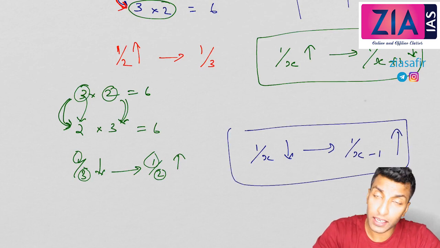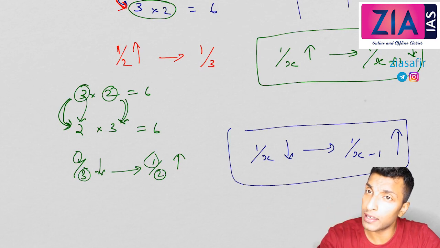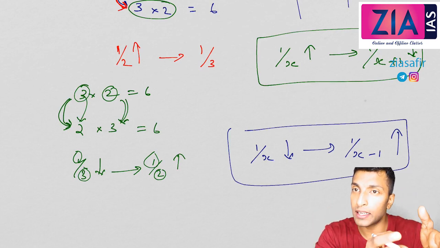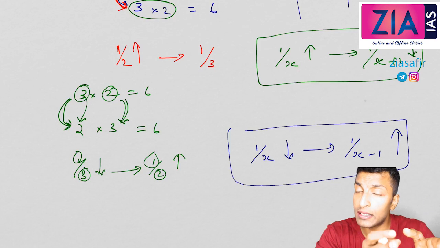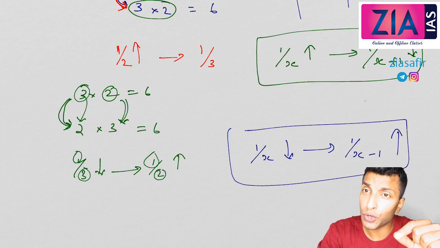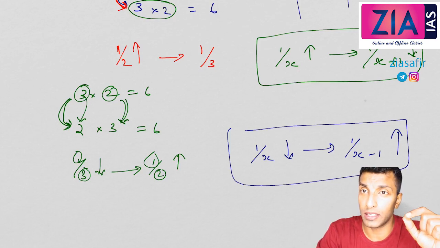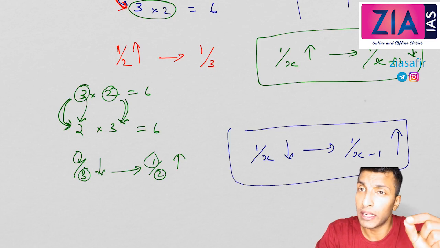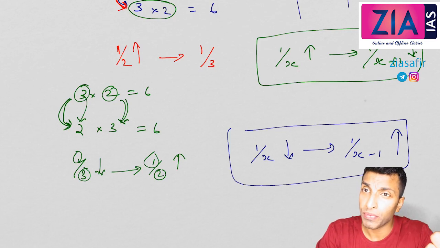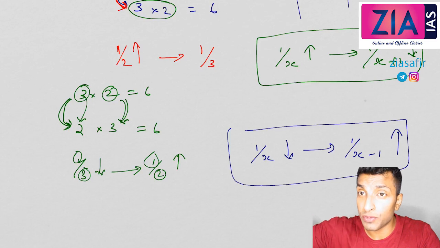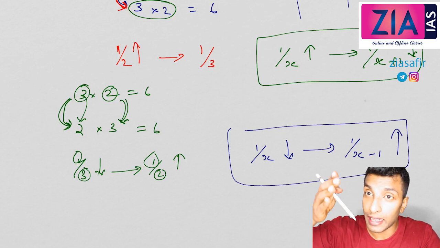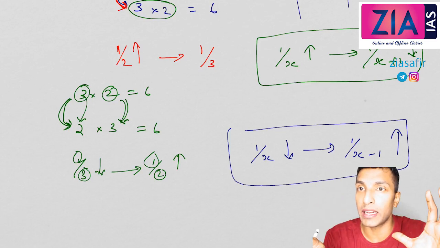If it is a decrease, one thing is sure, that there is going to be an increase in the other. If A is decreasing, B will increase. If B is decreasing, A will increase. So this decrease could have happened in any one of the parameters, it could be in A, it could be in B. So 1 by x increase leads to 1 by x plus 1 decrease. 1 by x decrease leads to 1 by x minus 1 increase.